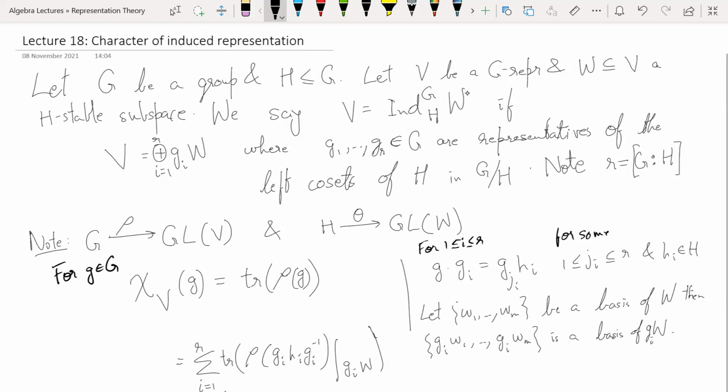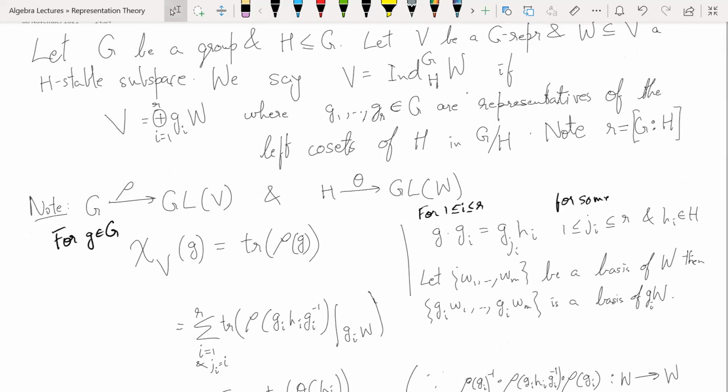So I won't use the exact basis as such, but what g_i does is it sends W to g_iW as an isomorphism. Yeah. So this is what happens.